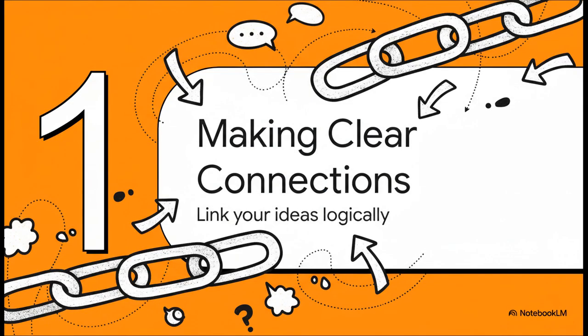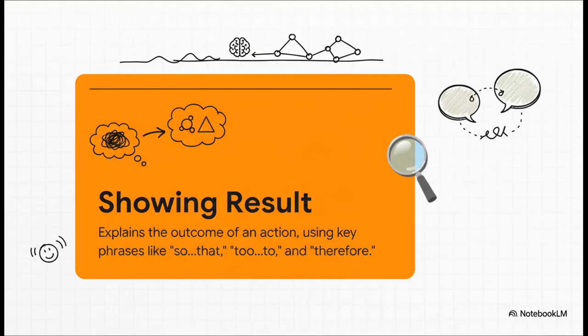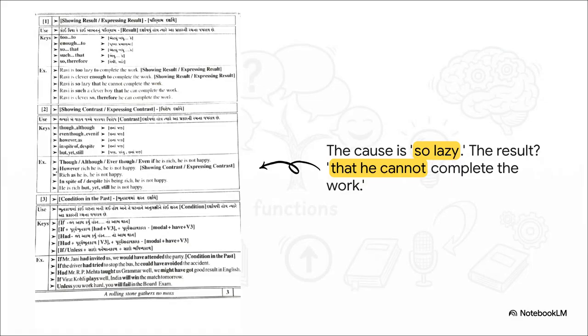All right, first up, the tools that are kind of like the glue for your sentences. These are the functions that help you link your ideas together logically, so your listener knows exactly how one thought connects to the next. This first one, showing result, is all about cause and effect. It basically answers the question, okay, so what happened because of that? When you use phrases like so that or therefore, you're building this really clear bridge from an action straight to its outcome.